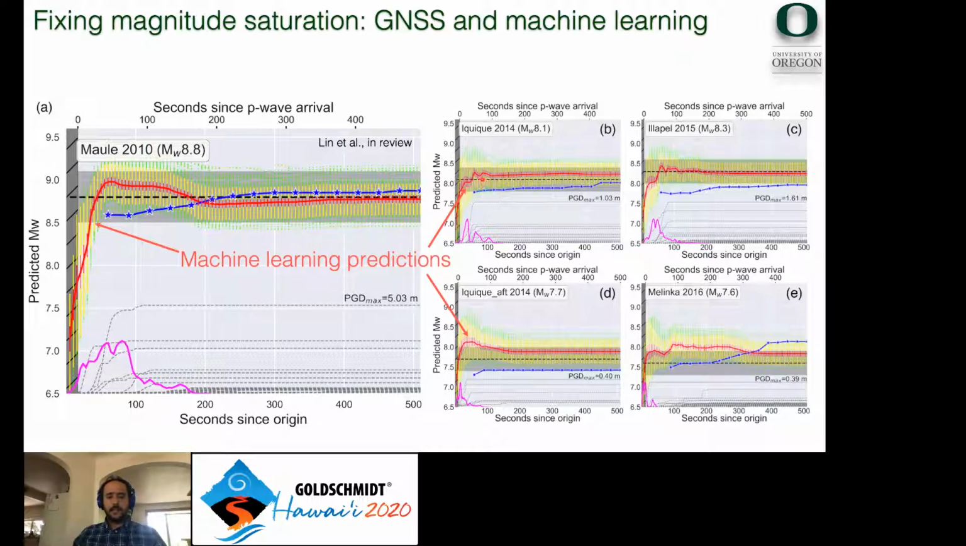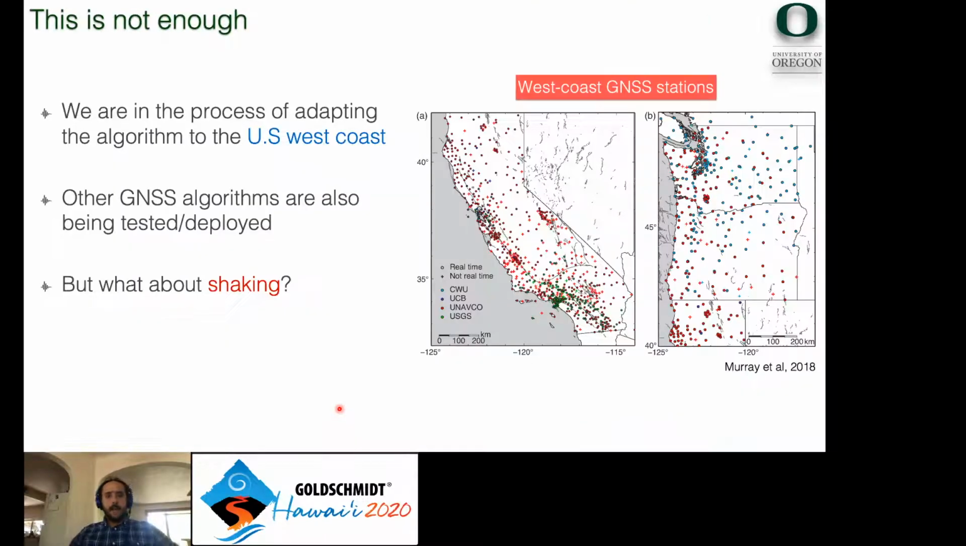And we see similar performance for a magnitude 8.1, a magnitude 8.3. We overshoot a little too much for the 7.7, and we do quite well as well for the magnitude 7.6. So this is great. Now, it's great because in the west coast of the US, which is where we eventually aim to deploy this algorithm, we are swimming in real-time GNSS stations, both in the Pacific Northwest and in California. And other algorithms as well are being tested and deployed.